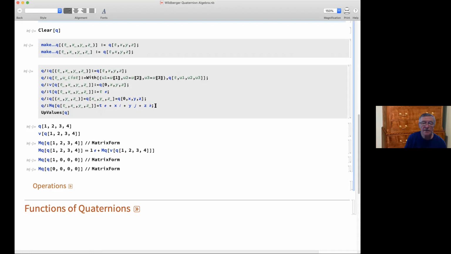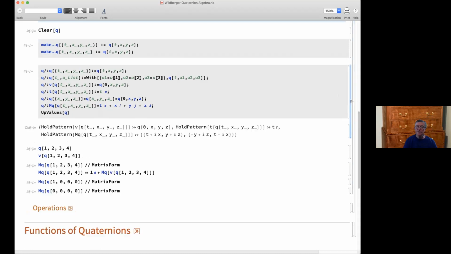To go along with the fact that the bases are matrices, I defined MQ, which means the matrix equivalent of a quaternion is the sum of each of the real values times their matrix bases. Okay, so as it turns out, T, E, X, I, Y, J, and Z, K summed all give you a 2x2 complex matrix. And then if I ask for it, I could define the UpValues as a list, and it will show me what Mathematica is doing with those definitions.